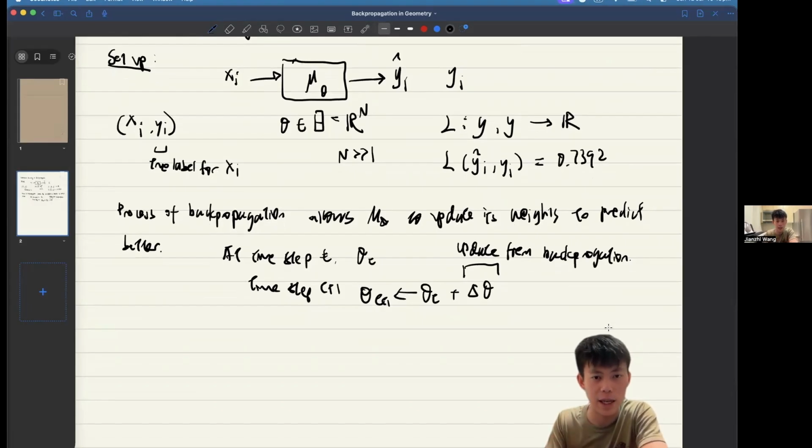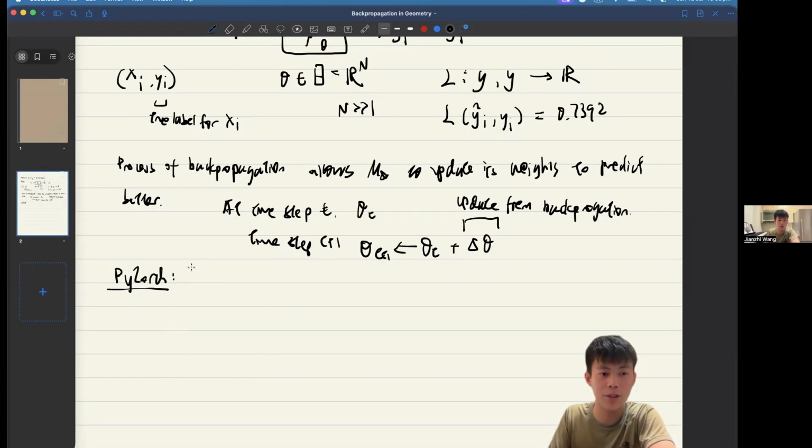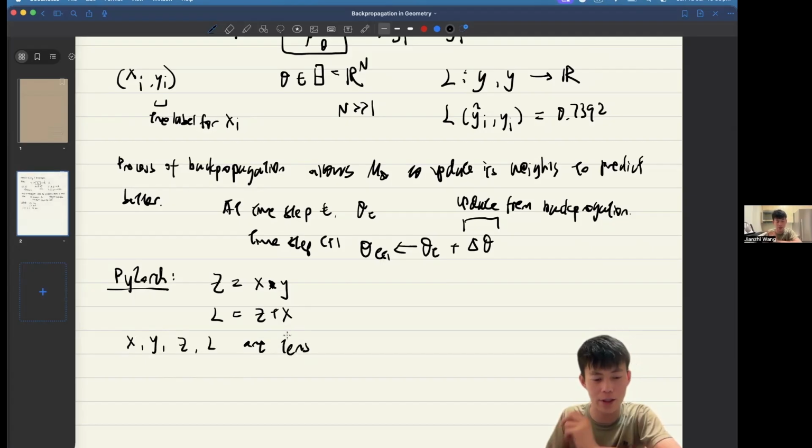This may seem slightly abstract, so let us ground the discussion in PyTorch. Let us consider this set of equations: z equals x times y, and then let's say the loss is just z plus x, right? We purposely used x two times here to illustrate what will happen. In PyTorch, all these x, y, z, l are tensors, and they have type torch.tensor.